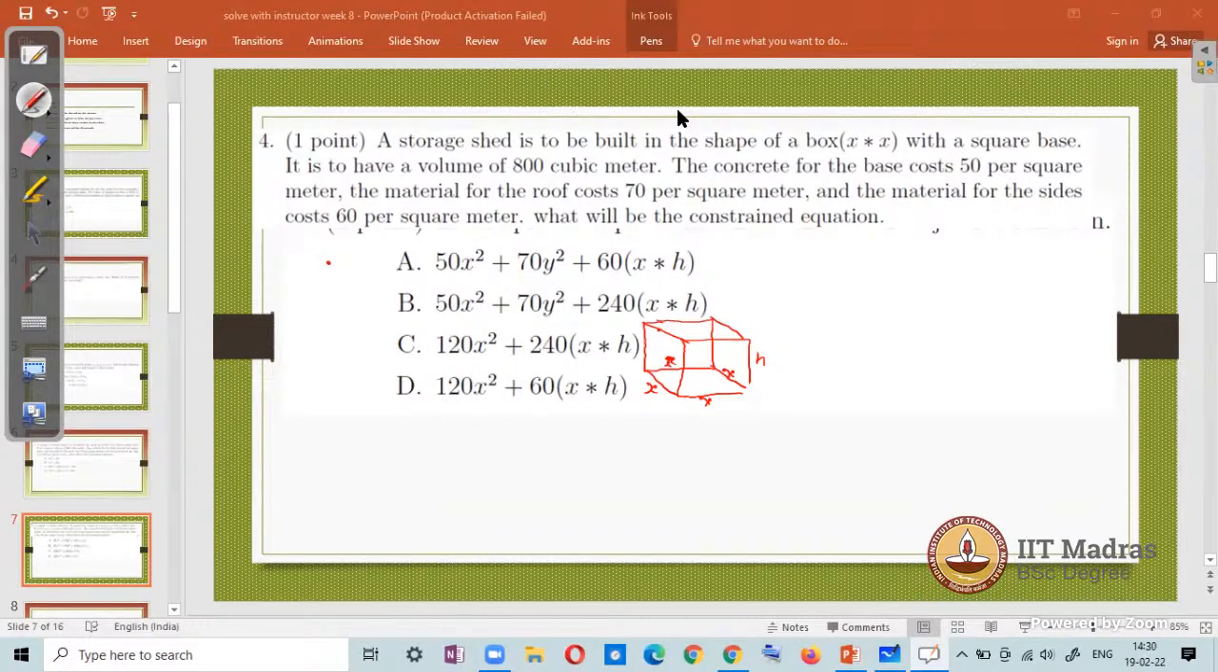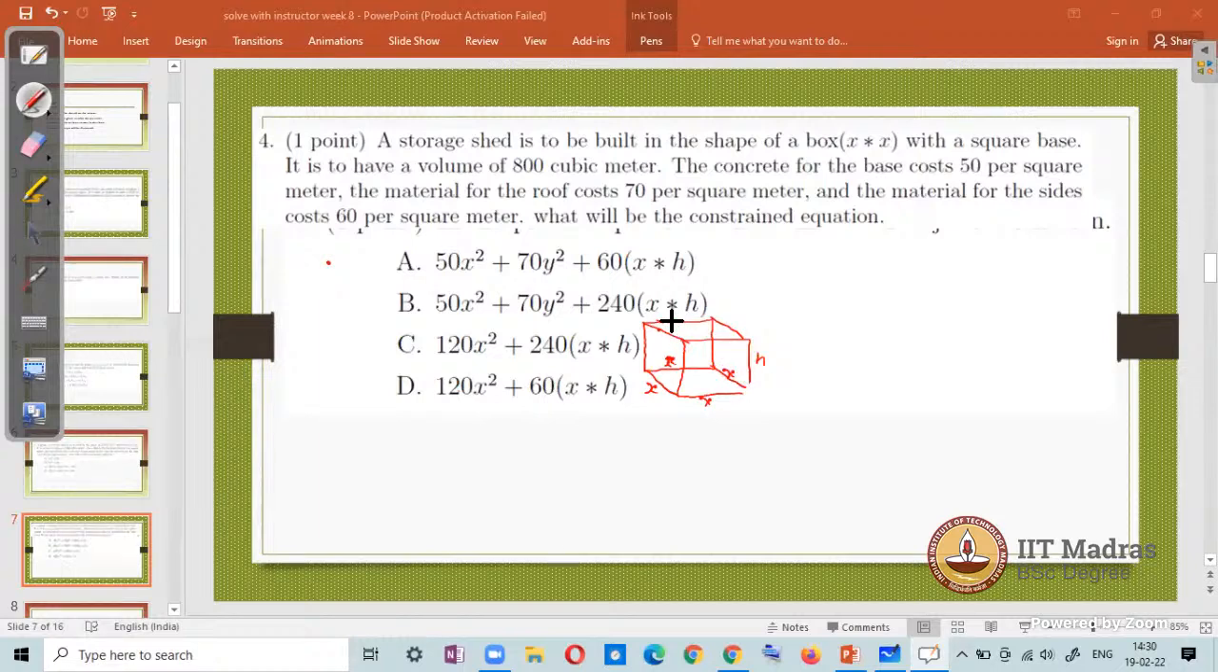Sir, I said A. My approach was that it has 3 parts: base, roof, and sides. The base is 50 square per meter, and the base is a square, so 50x square. In the same way we can consider the roof. Each side is the same as a box and square, so it can be said y. So 70y square. And sides are base into x into h. So 60 into 60. So I thought it is A.